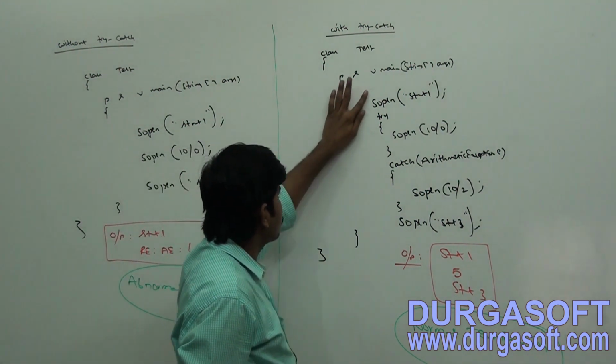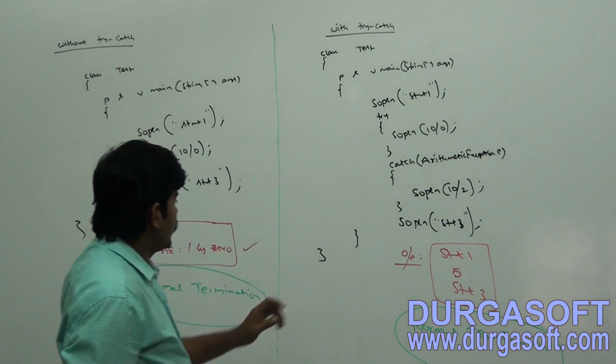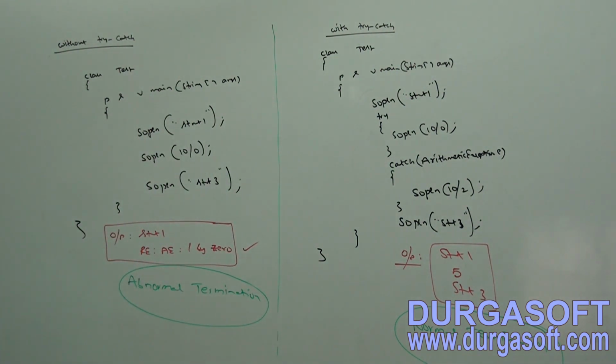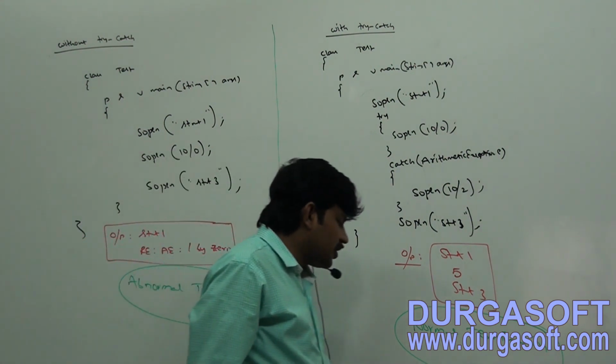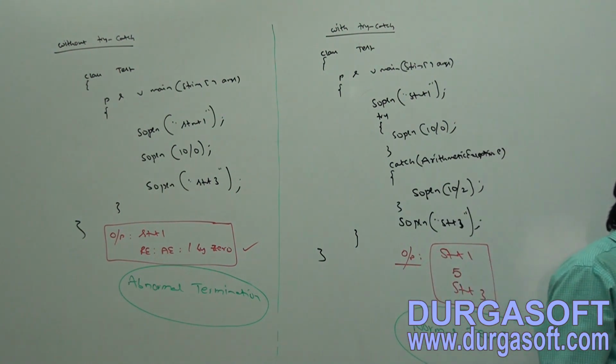Class test, without a try catch and with a try catch. Without a try catch, next with a try catch. SOP of statement 1, 10 by 0, SOP of statement 3. So the first is abnormal termination, the second one is normal termination.